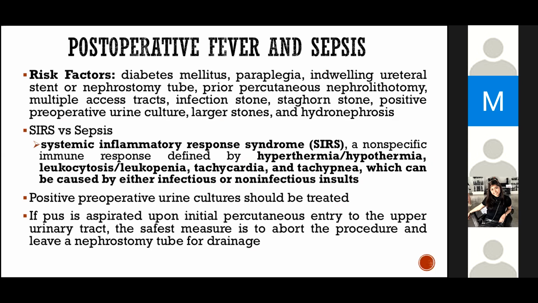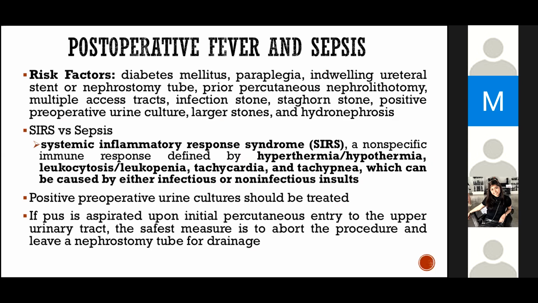So post-op fever and sepsis. Risk factors will include diabetes mellitus, paraplegia, indwelling stent or nephrostomy tube, any urinary tract manipulation, stones, pre-op urine culture, and hydronephrosis.